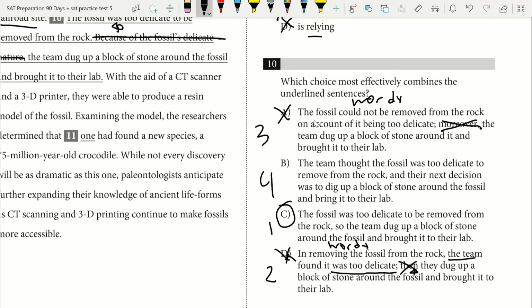B, the team thought the fossil was too delicate to remove from the rock, comma, in their next decision. Okay, we don't want to say this. Okay, obviously it's their next decision because it's coming next. So that's also wordy and redundant, so I don't like B either. So C is my answer for 10.